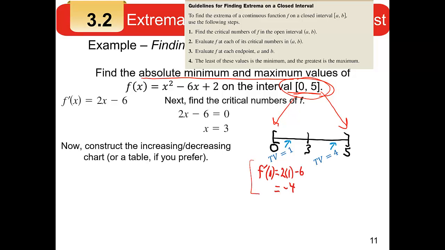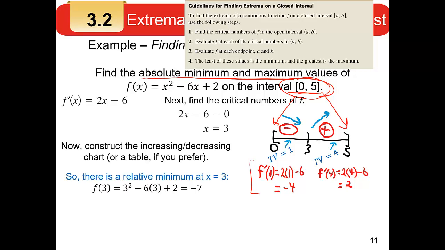The derivative tells you whether the function is increasing or decreasing. If you plug 1 into the derivative, you get negative 4. Again, you don't care about it being negative 4, you just care that it's negative. And then if you plug the other test value in, you get 2. Again, you don't really care that it's 2, you just care that it's positive. And you can see now that behavior is decreasing on the left, increasing on the right. That's the signature of a relative minimum. So there's a relative minimum at 3.